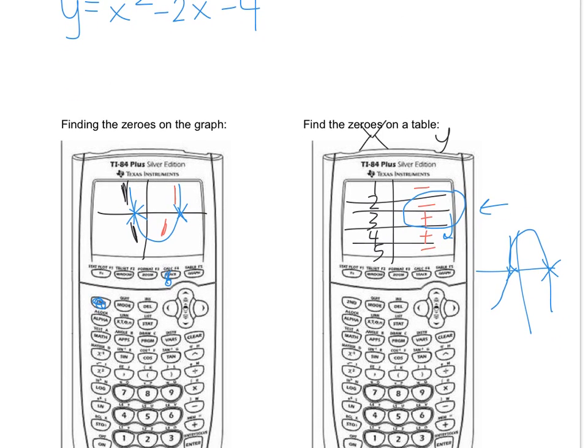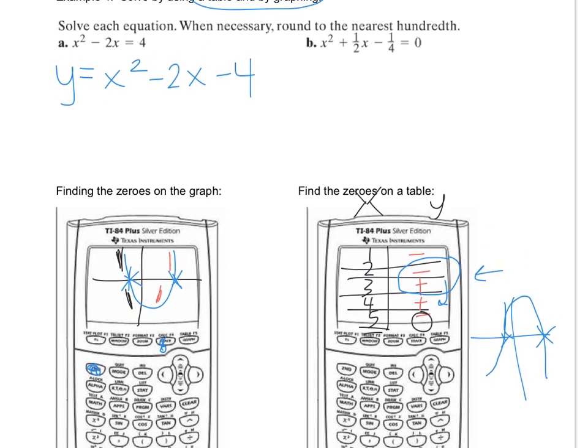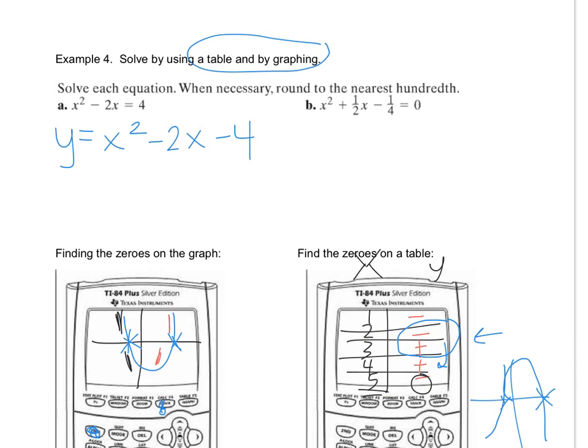Or if you just see a 0, if you see that y is 0 right here, that means x equals 5 is the 0. So right here, this is already in y equals form, so you'd put in y equals x squared plus 1/2 x minus 1/4.